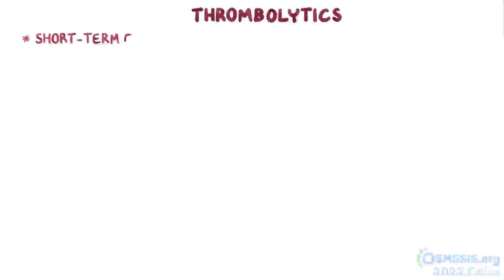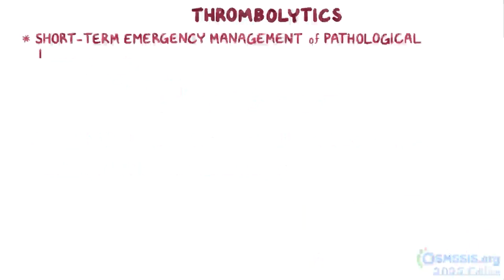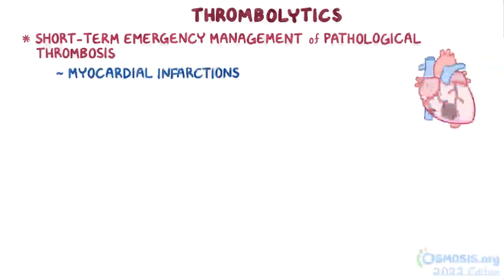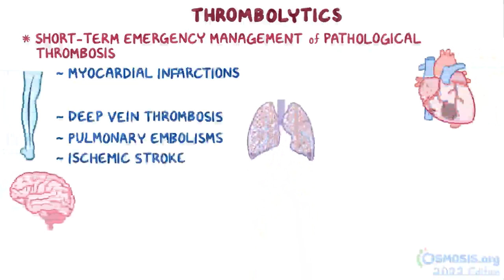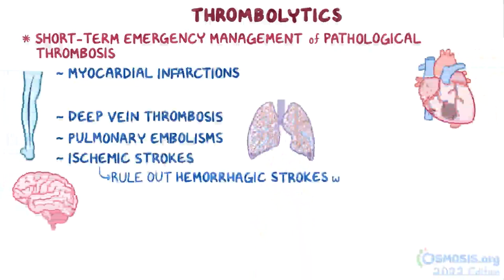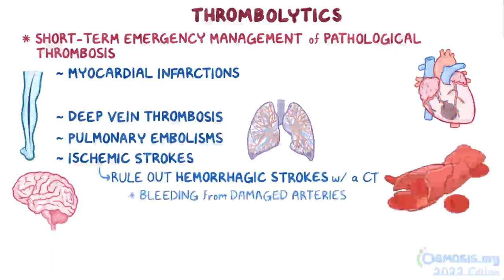Thrombolytics are used for the short-term emergency management of pathological thrombosis. They're used to break up clots during myocardial infarctions, deep vein thrombosis, pulmonary embolisms, and ischemic strokes. For strokes, it's important to first rule out hemorrhagic strokes with a CT scan. These strokes are caused by bleeding from damaged arteries, and thrombolytics will make them worse.